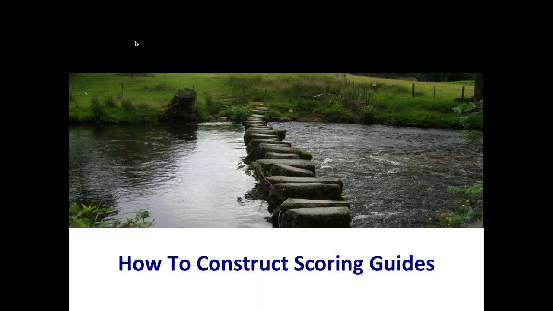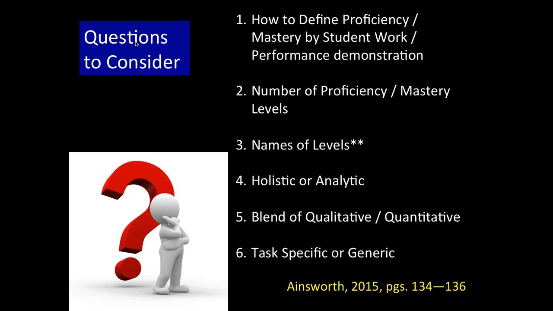So now, jumping in again, how we construct effective scoring guides. Here are some questions to consider, and this might be a good time to pause the recording if you're in a group. How do we define proficiency or mastery or achieves based on the student work or their performance demonstration? What is the criteria we're going to use? It should go back then to the standard that we've unwrapped.